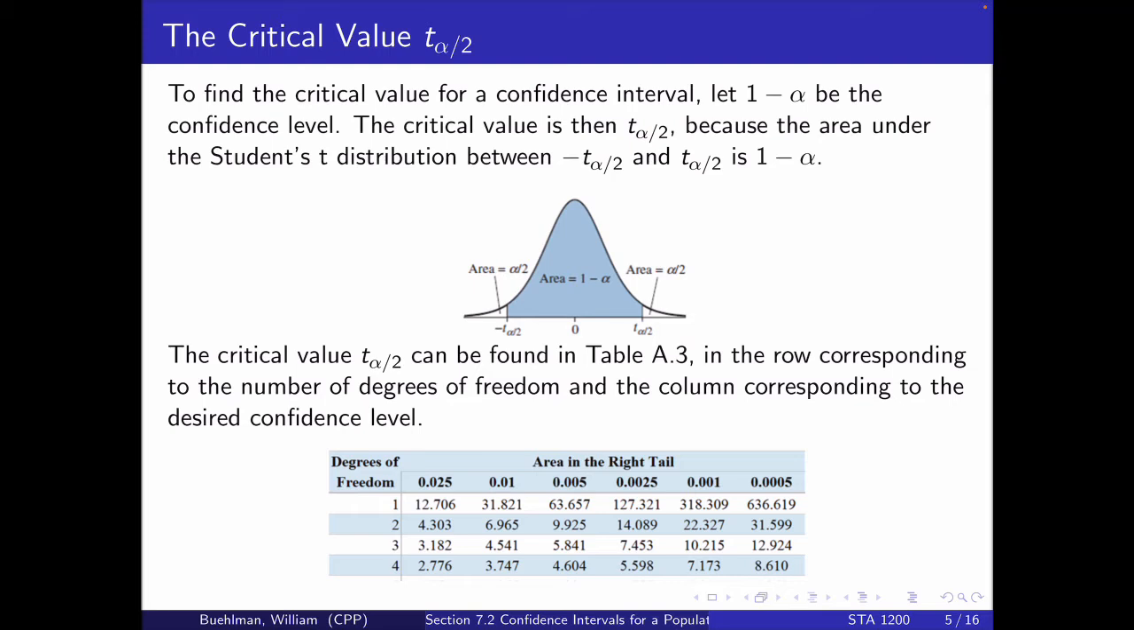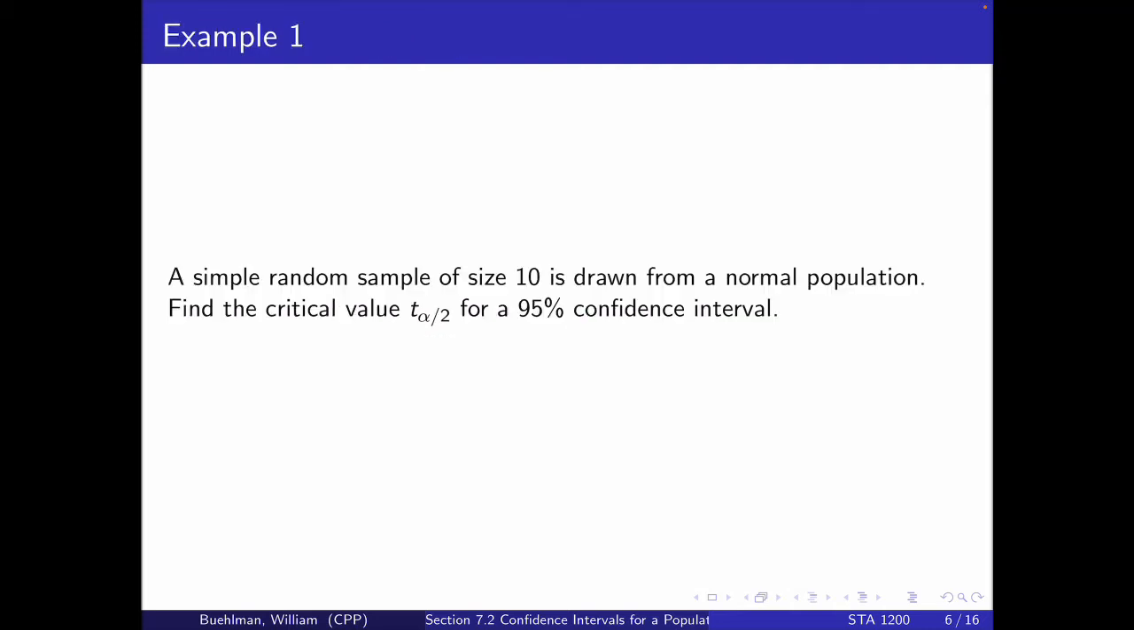The critical value t alpha by 2 can be found in table A3. The rows correspond to the number of degrees of freedom and the columns correspond to the desired confidence level. So on the left-hand side, you have your degrees of freedom. That will be your row. And then depending on what area you want in the right tail, here are the different areas, you will match that up just like you do in the normal table to come up with the critical value.